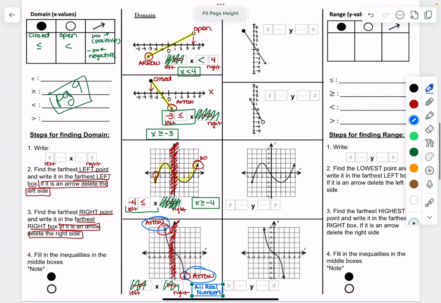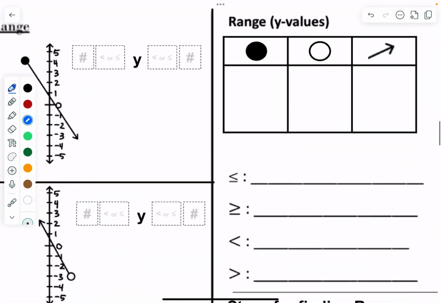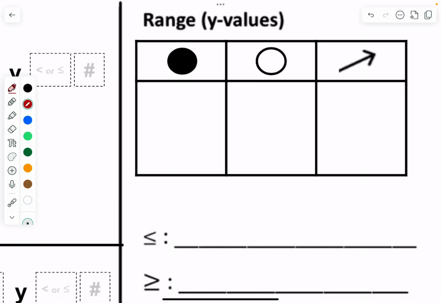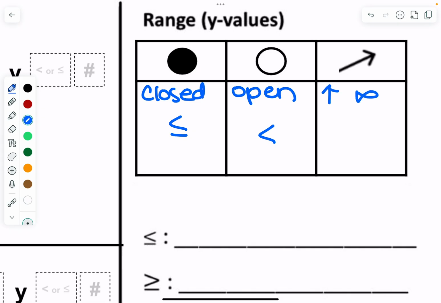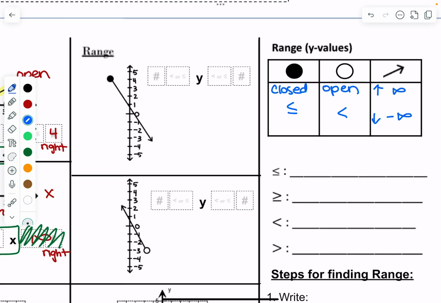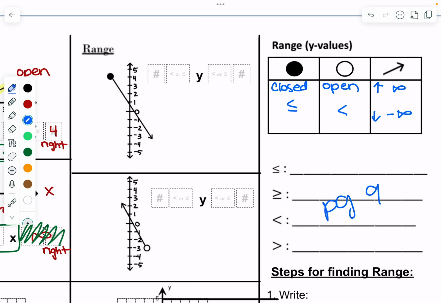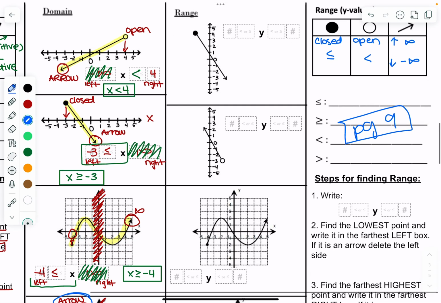All right, let's go ahead and try the range side, the range. So again, we have a closed point, closed, boom, boom, open. Then if the arrow's pointing up, that is positive infinity. If it's pointing down, that's negative infinity. This is also on page 9, so refer back to that.